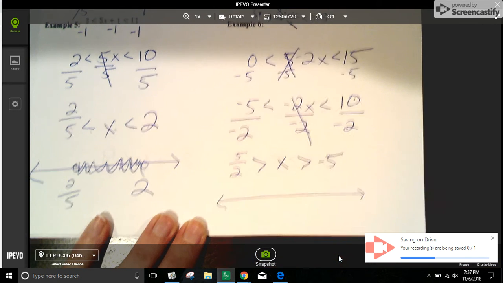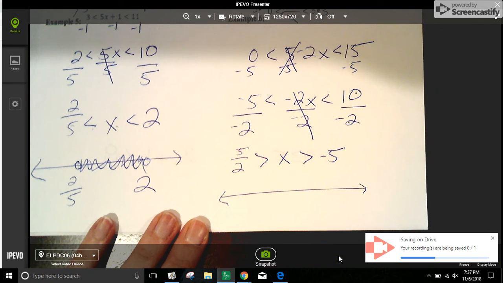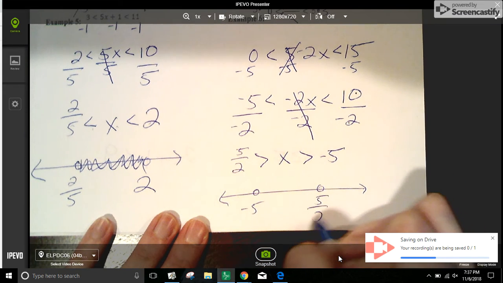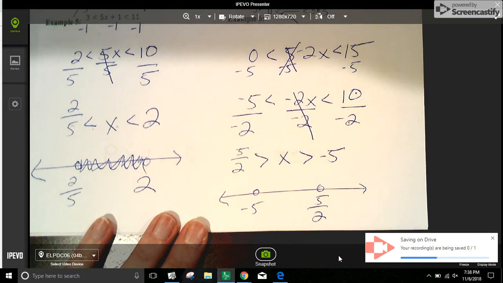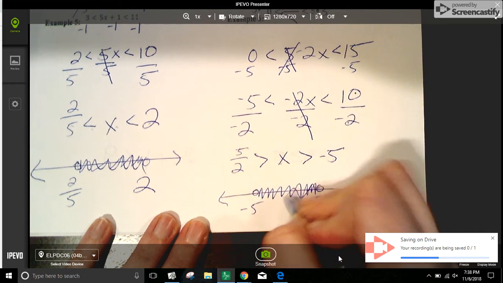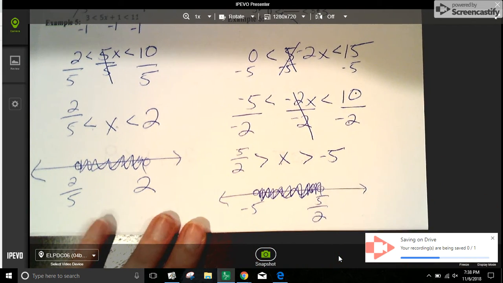Just draw your number line since it didn't print. So open circle at -5, open circle at +5/2. X is greater than -5 and x is less than 5/2. So you're still sandwiched in between. It's just flipped on you.